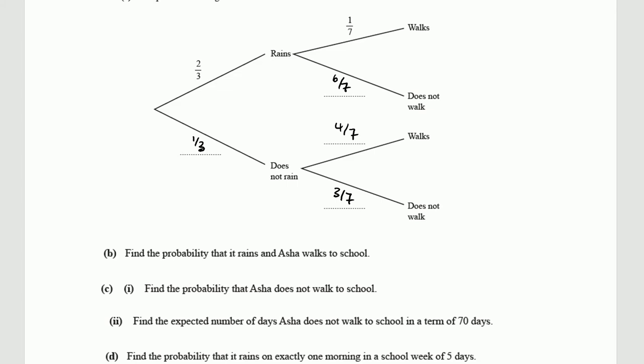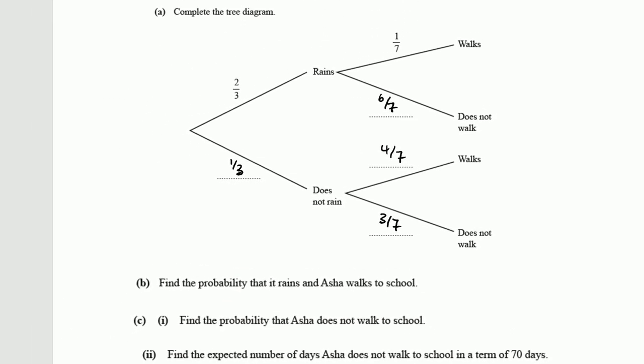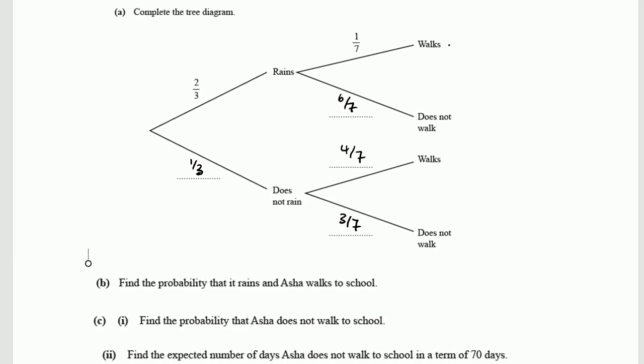Find the probability that it rains and Asher walks to school. Well, that's this possibility up at the top, over here. So that is a 2/3 chance of rain put together with a 1/7 chance of walking. I need both those things to happen, so it becomes 2 out of 21.